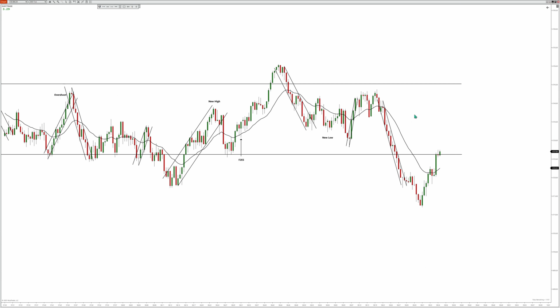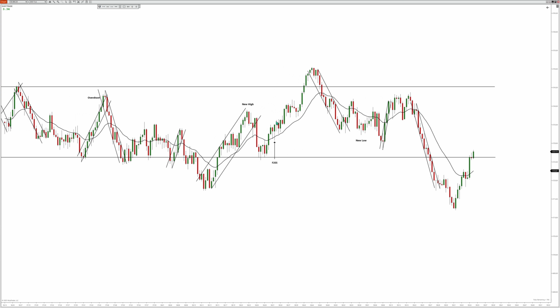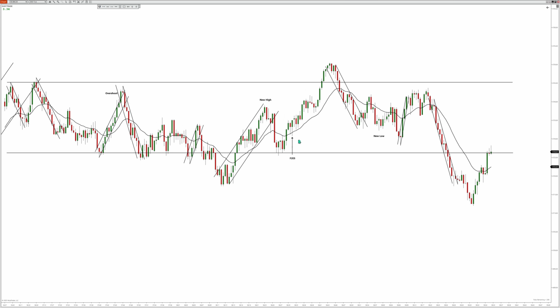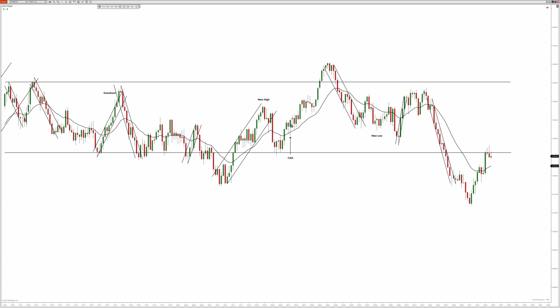And then there was this failed second entry short here. It's pretty decent. You can see the body's pretty far away from the EMA, but we have multiple tests off the bottom of this trading range, this support line. And then we have another bounce here. So we have new low, first entry short, pullback, second entry short, failure. It's a really, really good reversal pattern.